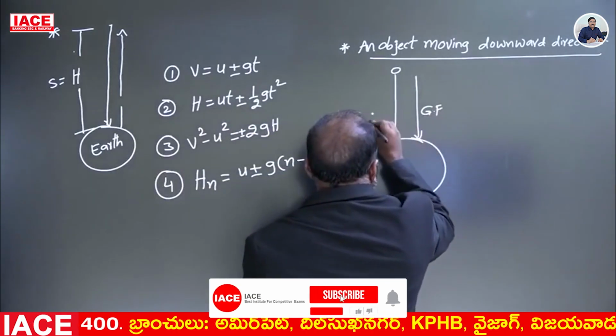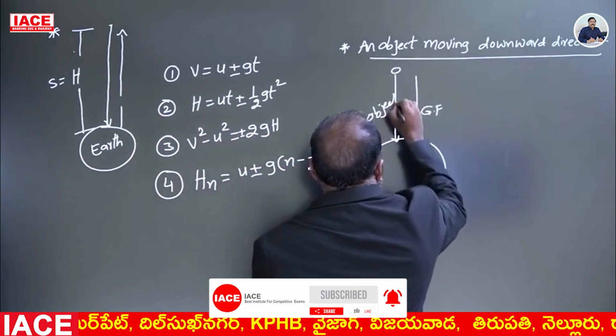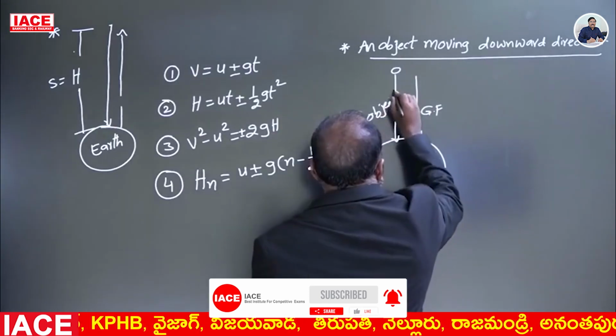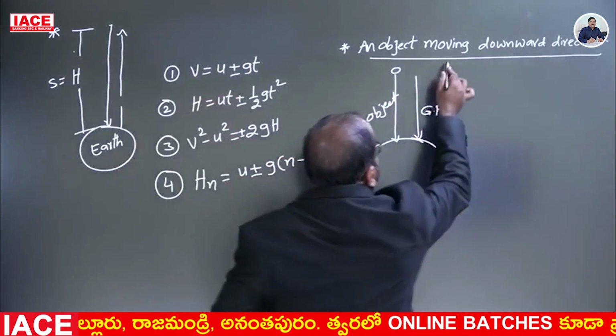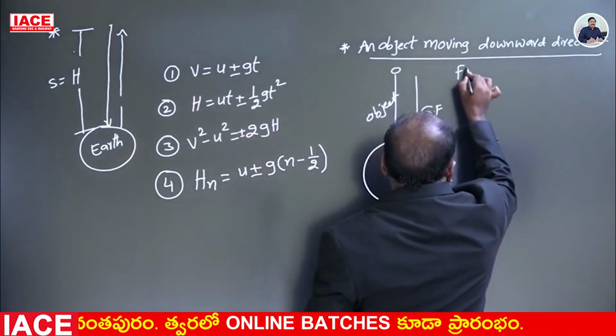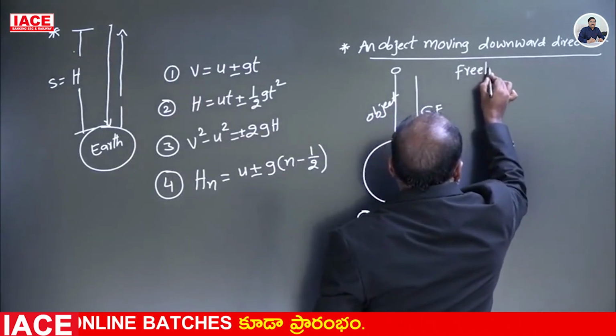So how to write the equations? Let us see. First one. Freely falling, moving downwards, it is nothing but a freely falling object.